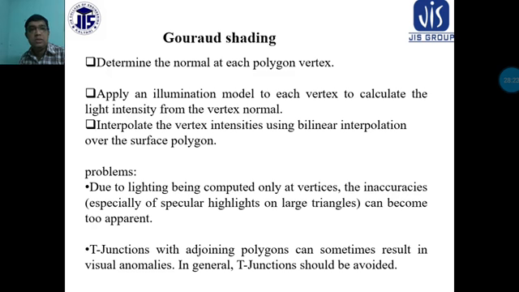The problem is that lighting is computed only at vertices. The inaccuracies, especially of specular highlights on large triangles, can become too apparent. The T-junctions with adjoining polygons can sometimes result in visual anomalies. In general, T-junctions should be avoided.